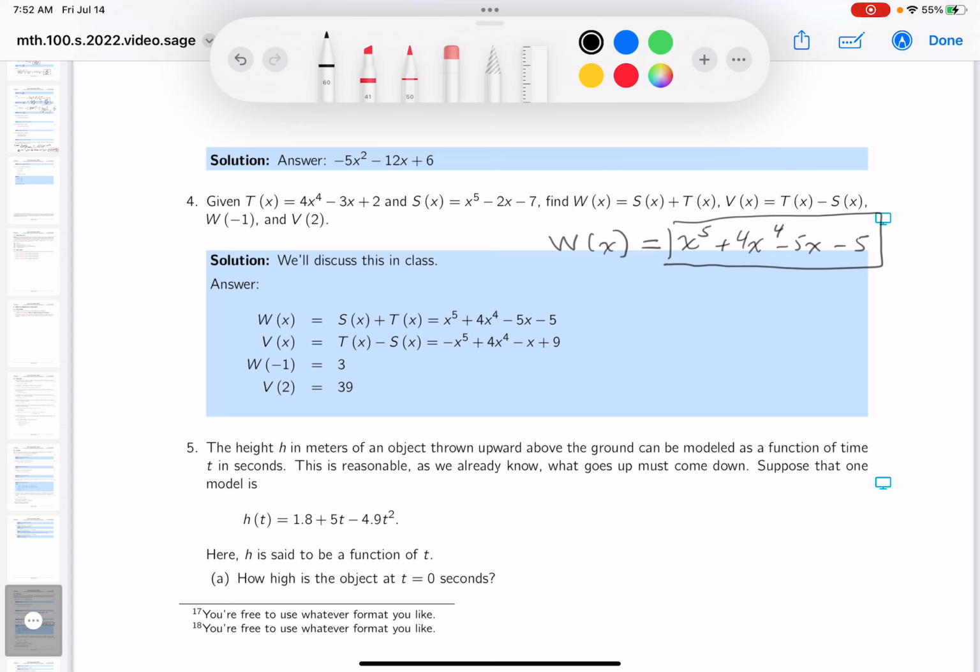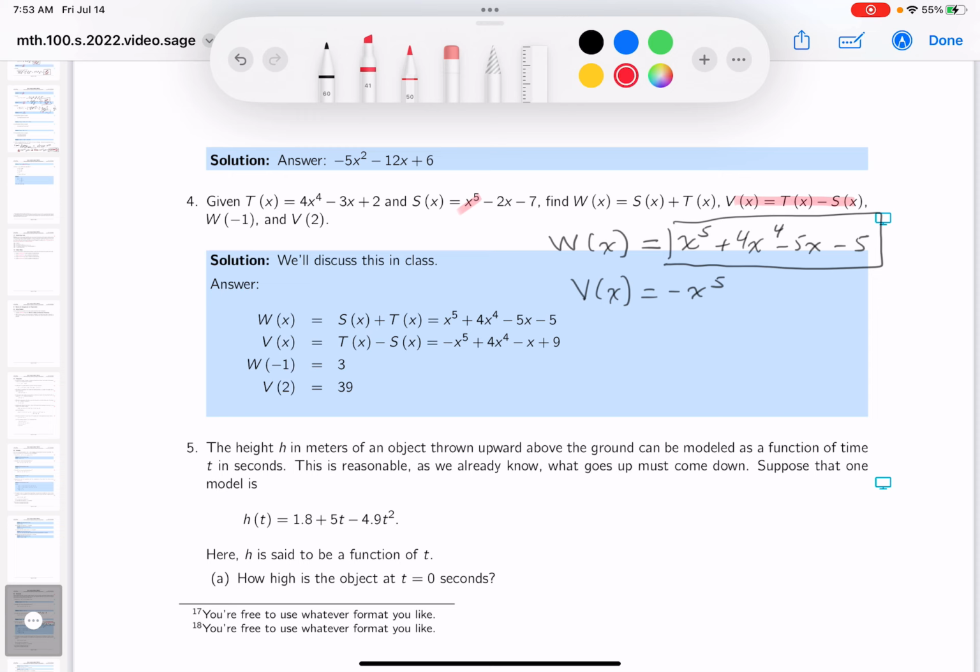The next question, v of x. This is more difficult. V of x, let me put this over here, is t of x minus s of x. All right, so t minus s. Again, more difficult, but I'm not going to write everything down. I'm just going to talk about it. So I like to go in order. So, minus x^5.